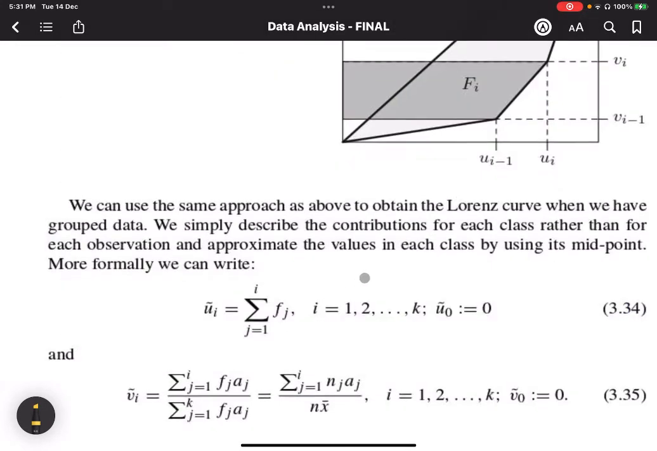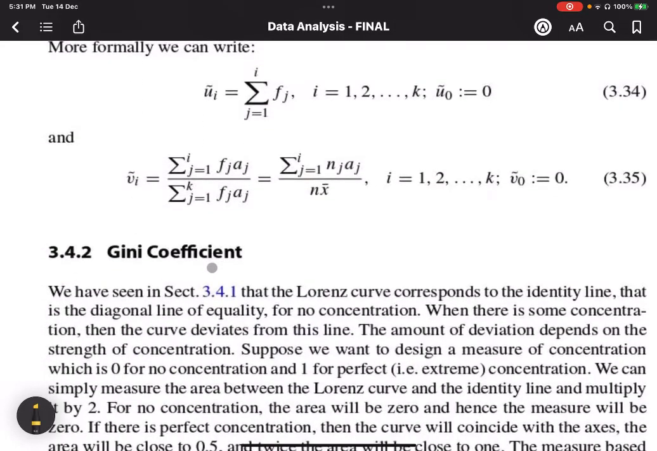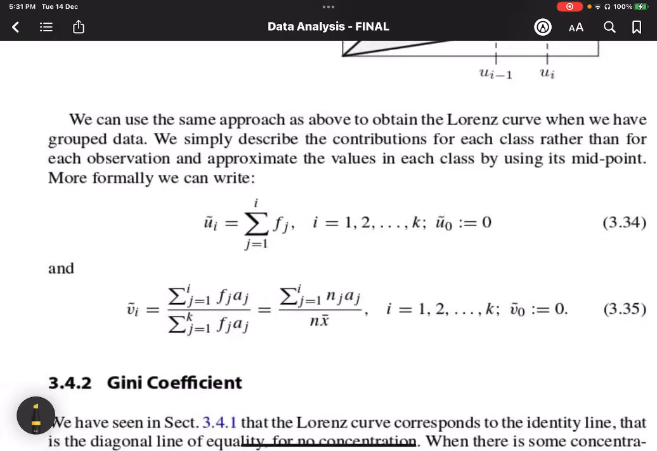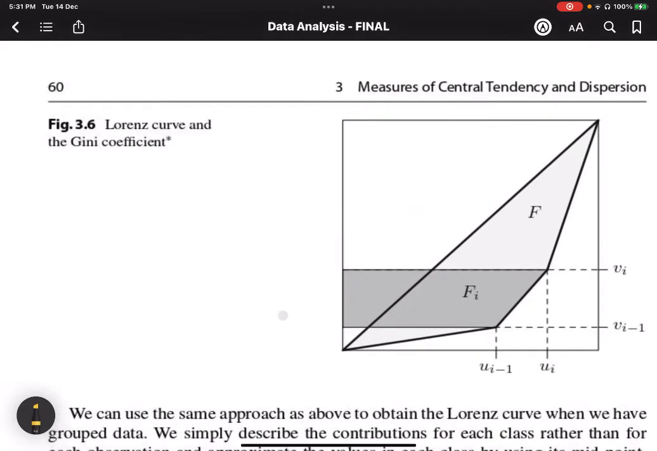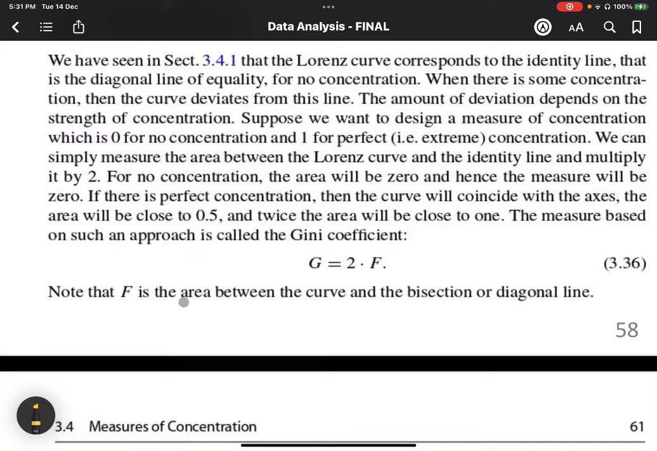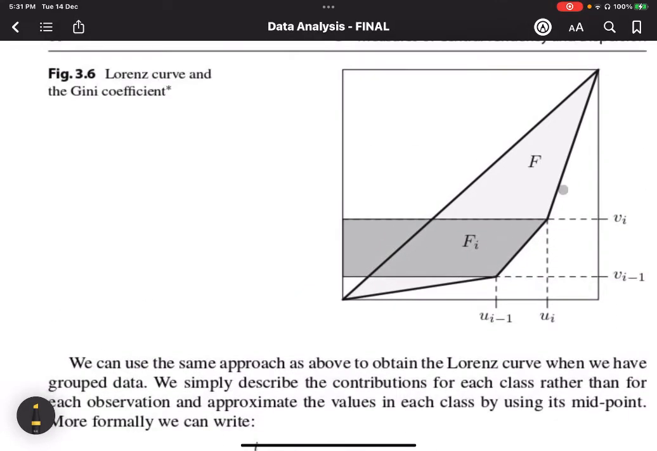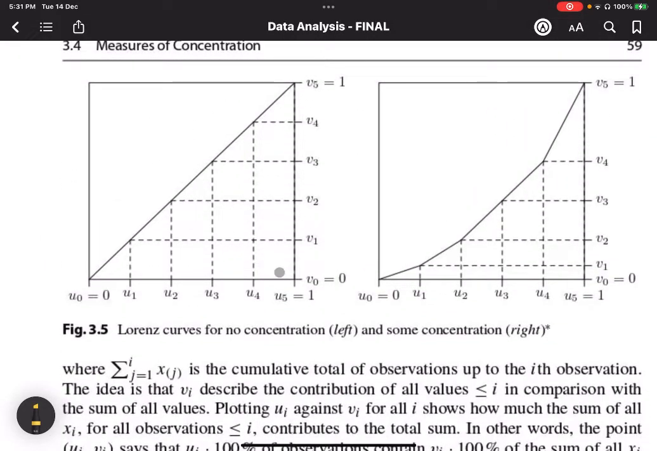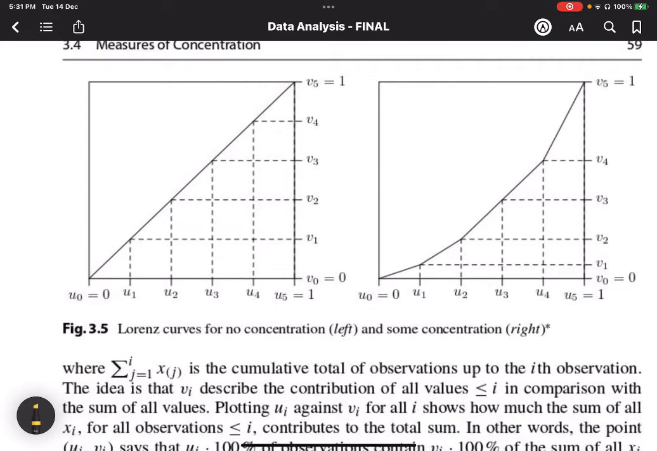Other than the Lorentz curve, we have also the Gini coefficient. Okay, so the Gini coefficient is used in conjunction with the Lorentz curve. No, so the formula for the Gini coefficient is 2 times F, which is the area between the curve and the bisectional diagonal line. So after plotting the Lorentz curve, it's like we just overlap these two. Okay, in the Gini coefficient, it's like it just combines them. So, for example, no?